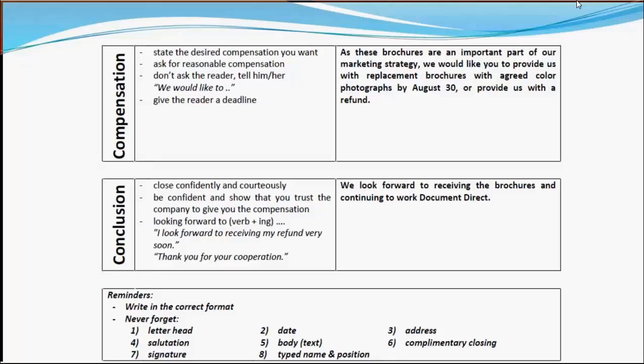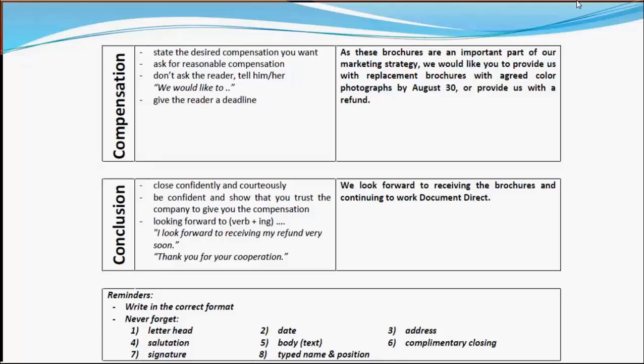Don't ask the reader. Tell him what you want, okay? Tell him what you want. What you want here is, we would like you to provide us with replacement, okay? Don't ask him, oh, do you think it's a good idea if you provide us with this? No, maybe he doesn't think it's a good idea. Is it satisfactory? Can you do it before the 30th? Maybe he can't. He says, no, we can't do it, we are too busy now. So you say, you want it by the 30th. You want it by the 30th, or give me a refund. I'll find somebody else who will do it. Give the reader a deadline.